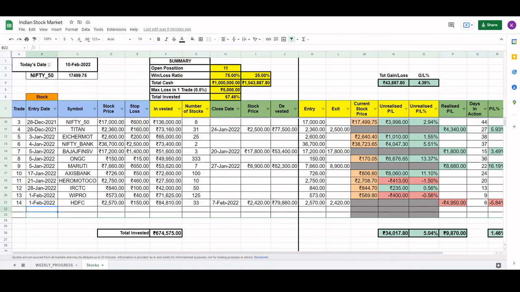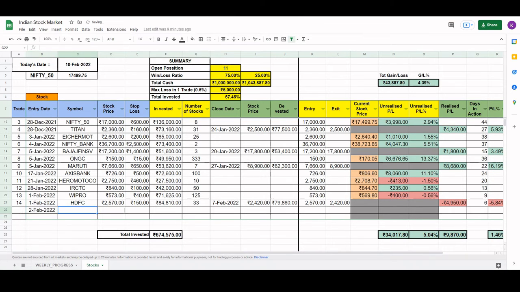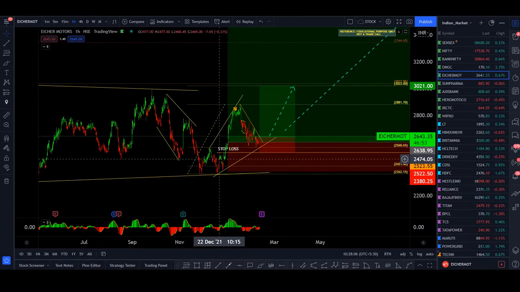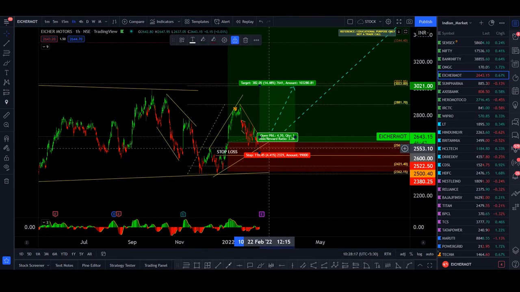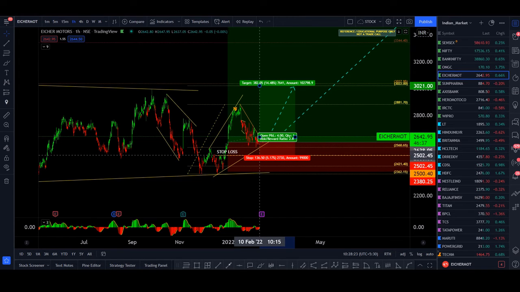Today is Feb 10, my bad. Eicher Motors, and we entered at 2640 rupees. As I said, we were already in trade, and it was entered at 2600 rupees with a stop loss of 200. But now we have moved the stop loss to around 2500 rupees. Let's keep it that way, a round number, and this will also be 2500, which is close to 3 times the target.